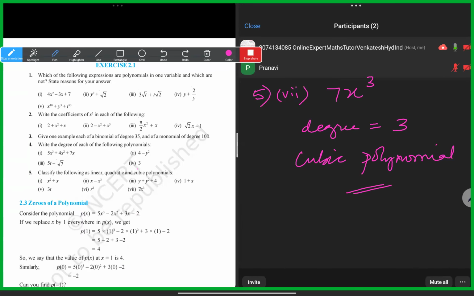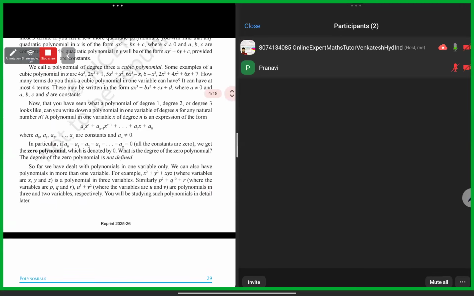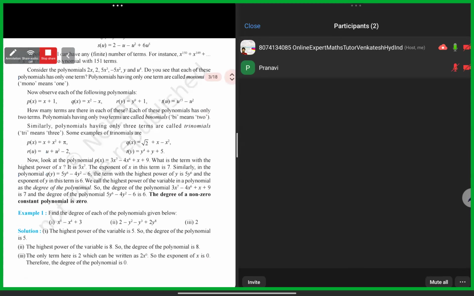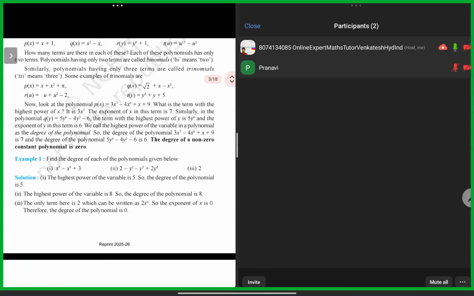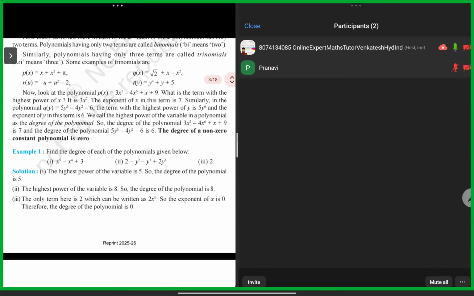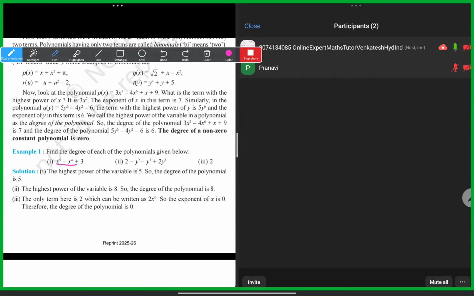So before this we have a few examples also, easy ones. Example one, we find the degree of each of the polynomials. Here, if you observe, the highest power of the variable is 5, so the degree is 5 for this. For this polynomial, the highest power of the variable in all the terms is y power 8. So the degree is 8.